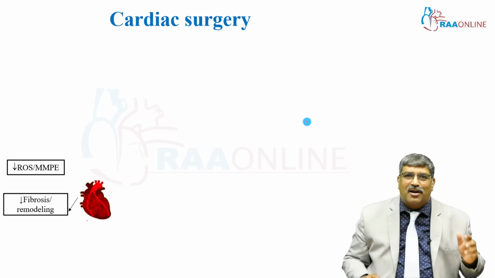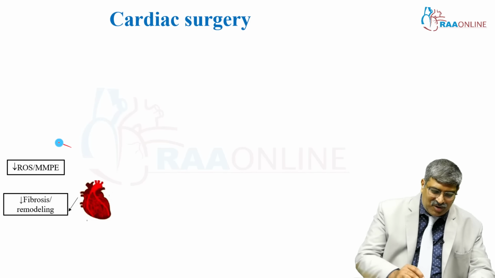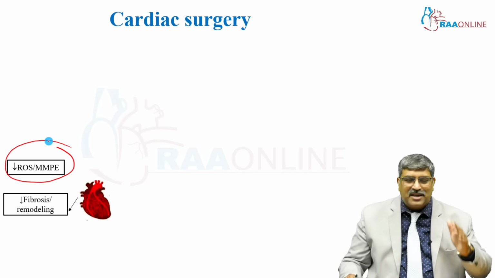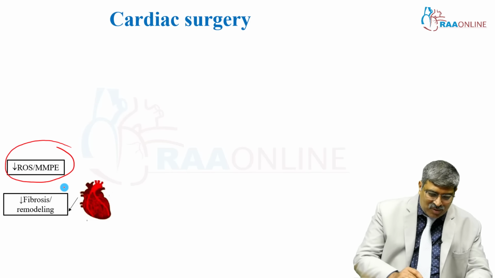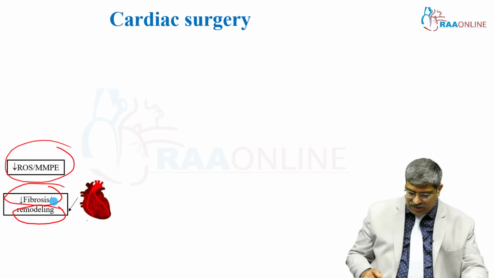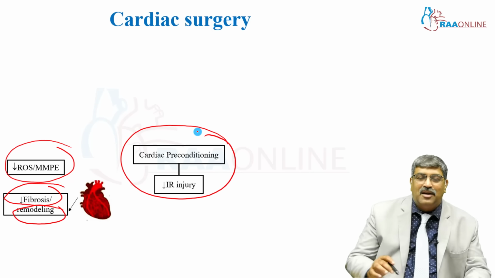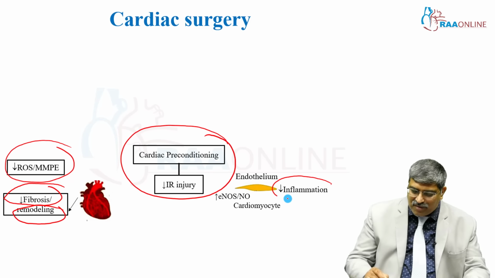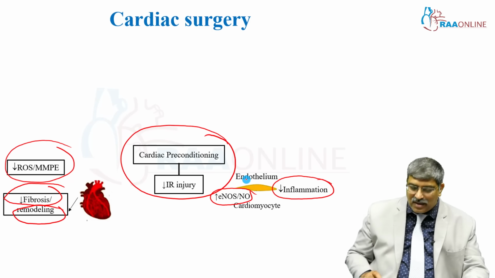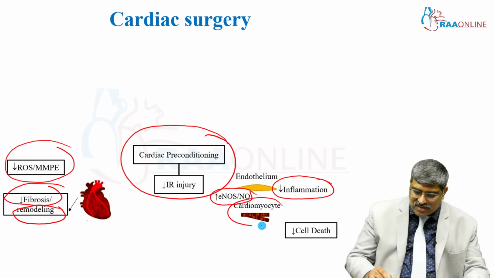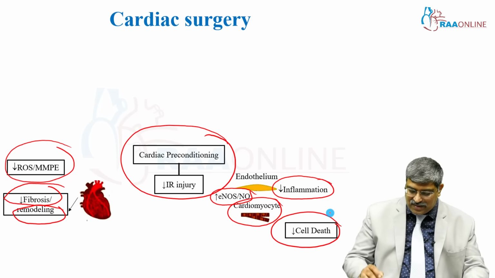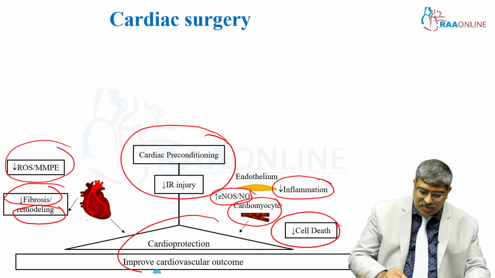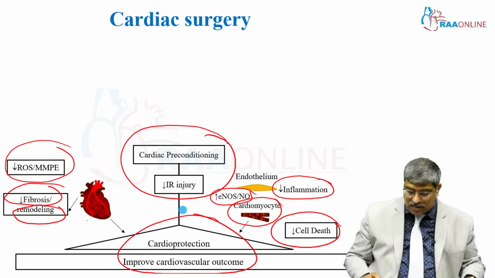Now, coming to cardioprotection. Here, it reduces reactive oxygen species and matrix metalloproteinases. By doing that, it decreases the fibrosis and helps in remodeling. By cardiac preconditioning, it prevents the ischemic reperfusion injury, and at the endothelium, it decreases the inflammation and increases the nitric oxide synthase and nitric oxide, thereby cardiomyocyte is nicely developed and it prevents the cell death. All this leads to cardioprotection and improved cardiovascular outcome.